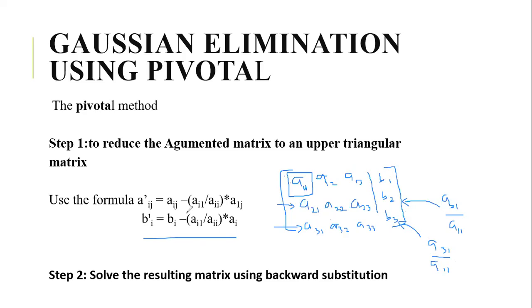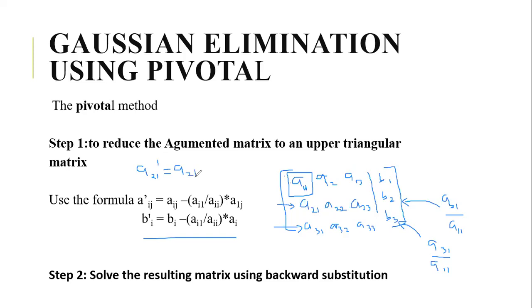Per this formula, this is Aij. So if i is 2 and j is 1, and I want the new value for A21, then the formula says still go and pick A21.